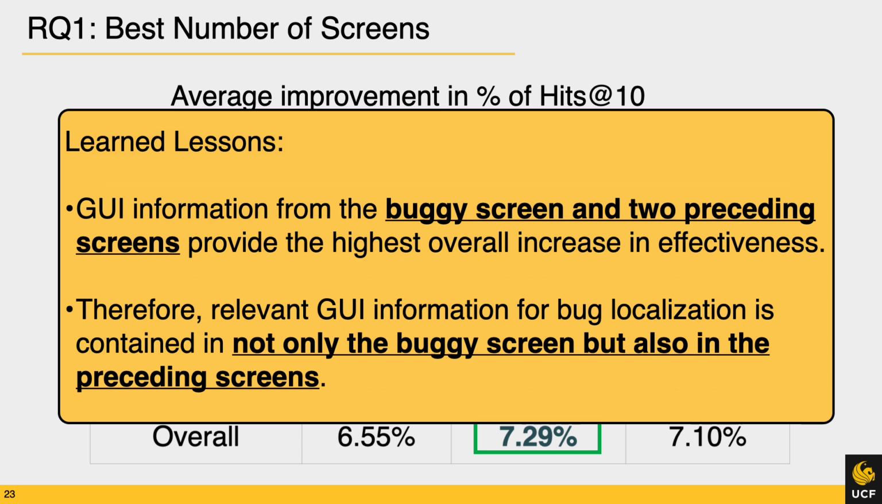So, what are the lessons learned from here? GUI information from the buggy screen and two preceding screens provides the highest overall increase in effectiveness. Therefore, relevant GUI information for bug localization is contained not only in the buggy screen but also in the preceding screens.